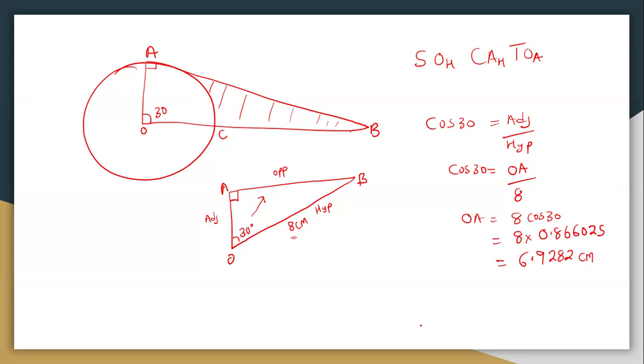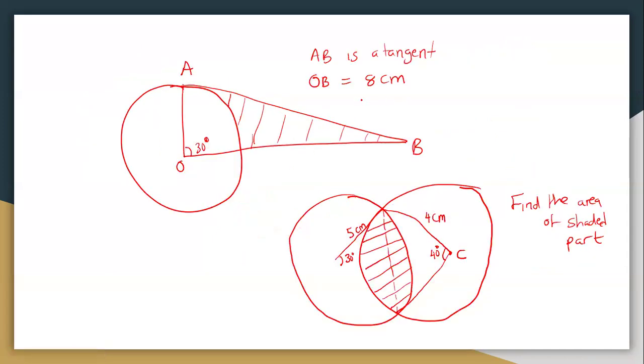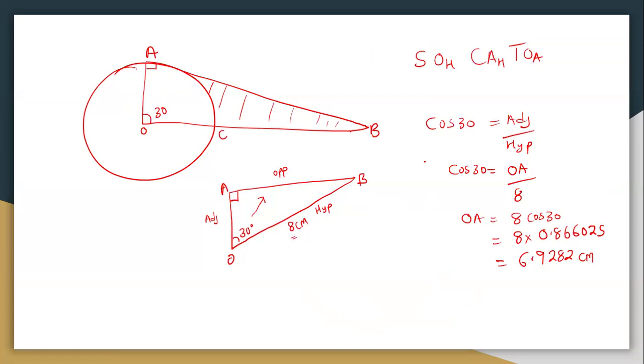Now, after getting that, let me see whether people have a question. I'm seeing some hands up. Yes, Colin and Jonah. Sir, I'm not understanding where that 8 came from. The 8? From the question, they told you OB is equal to 8 centimeters. It is here. Okay, thank you, sir.